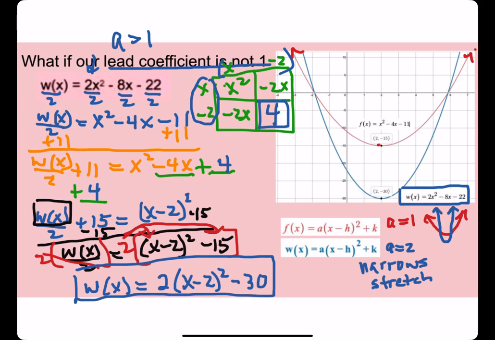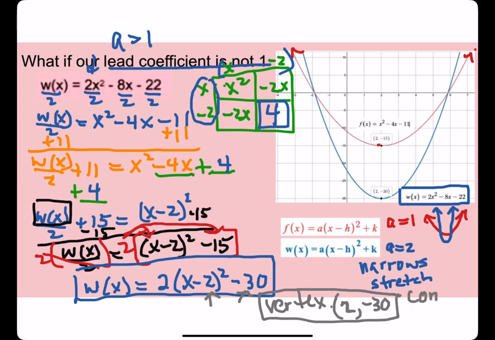And when I look for the vertex, I find the inside, -2. The x-coordinate is +2. And in the outside, -30. -30 is my y-coordinate. Here's my vertex. And I know that it's concave up because my lead coefficient is positive. As a matter of fact, it's +2, so it's also stretched.